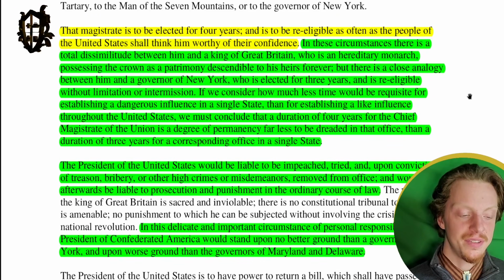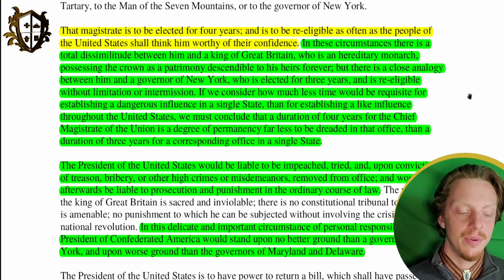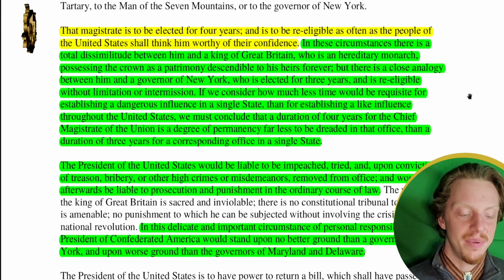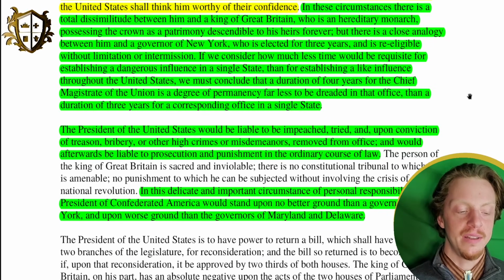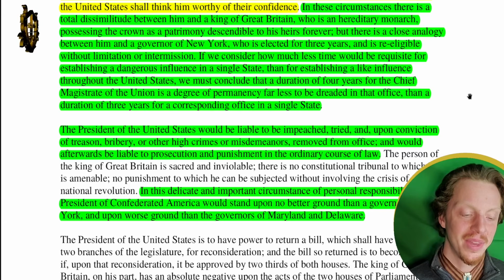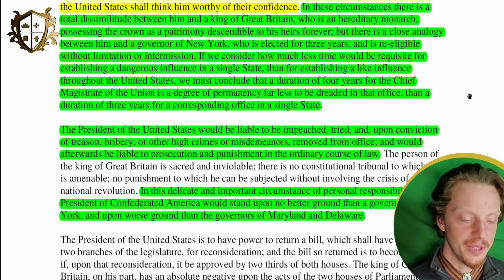In these circumstances, there is a total dissimilitude between him and a king of Great Britain, who is an hereditary monarch possessing the crown as a patrimony descendable to his heirs forever. But there is a close analogy between him and a governor of New York, who is elected for 3 years and is re-eligible without limitation or intermission.